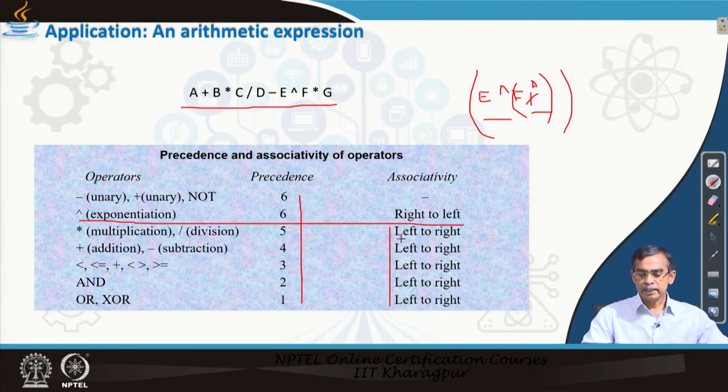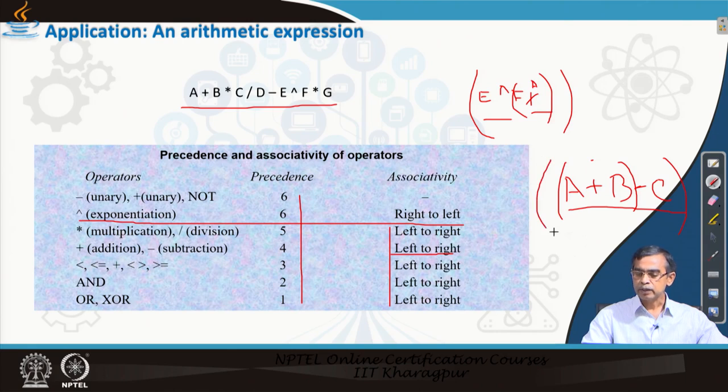On the other hand, associativity usually comes into the picture to resolve cases where the operators have the same precedence but are different operators. For example, if I write A plus B minus C, the operators plus and minus are of the same precedence, but for plus and minus the order is left to right. This means that we have to calculate A plus B first, then the next one. So basically we do the calculation in left to right order.